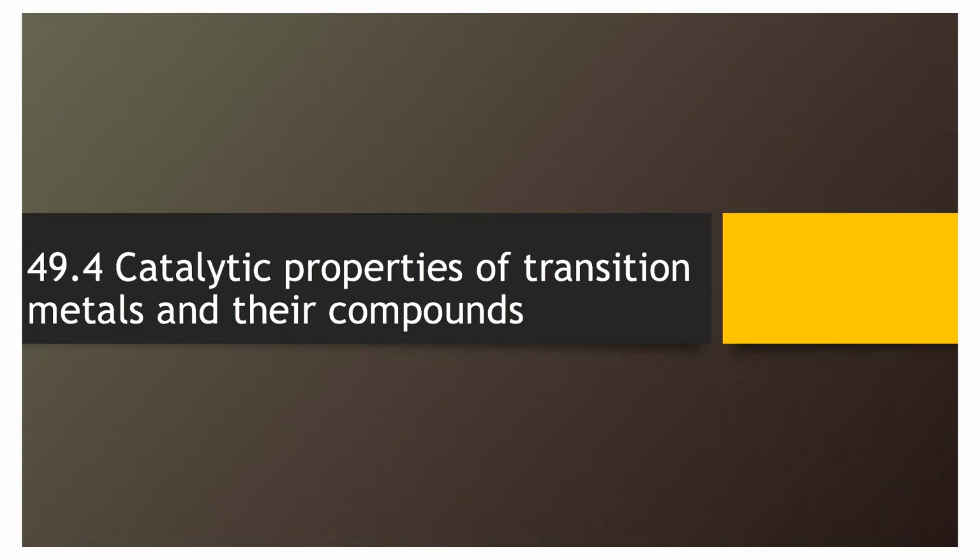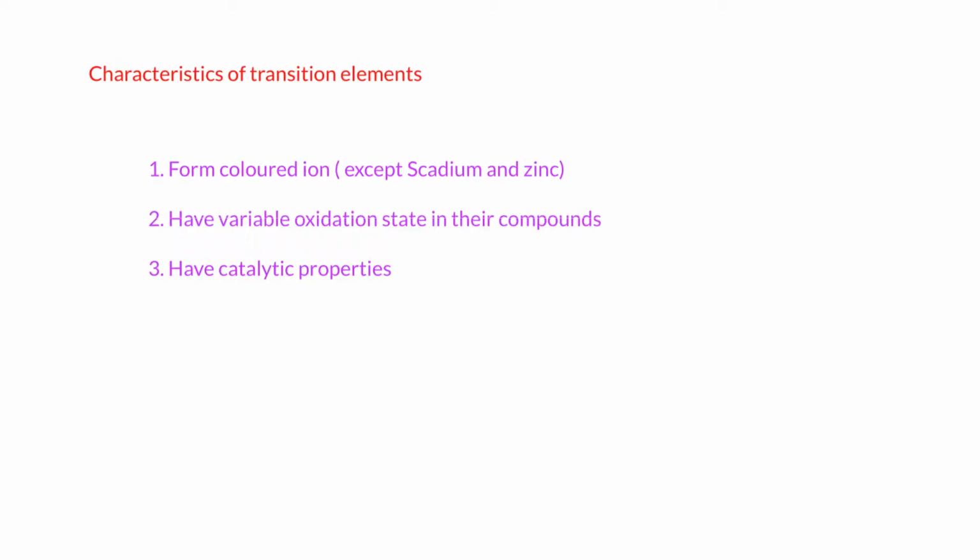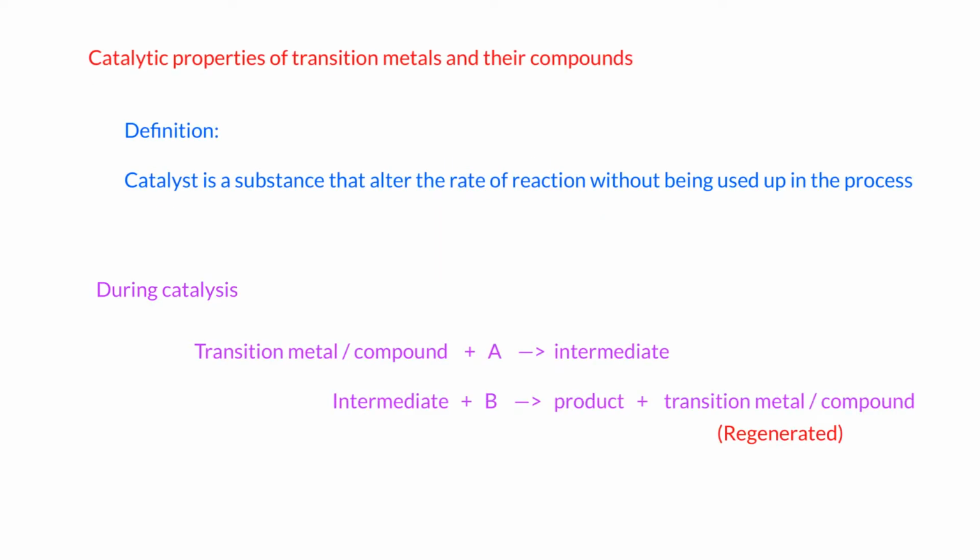Today we are going to talk about the last property of transition metals, which is catalytic properties. So, characteristics of transition elements. Previously, we have mentioned that transition elements can form colored ions. We do have some exceptions. They have variable oxidation states. Again, we also have exceptions like scandium and zinc. Today we're going to talk about the catalytic properties of the transition elements and also their compounds.